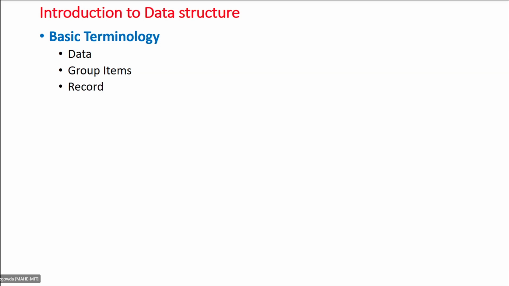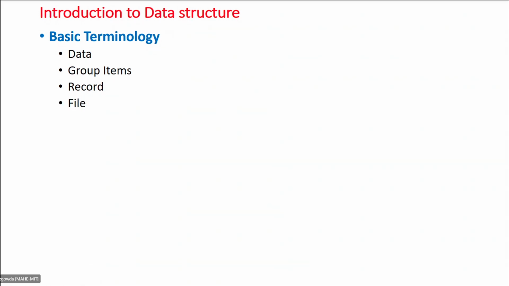The next terminology is a record. A record can be defined as the collection of various data items. For example, if we talk about the student entity, the student name, address, course, and marks can be grouped together to form the record for the student.